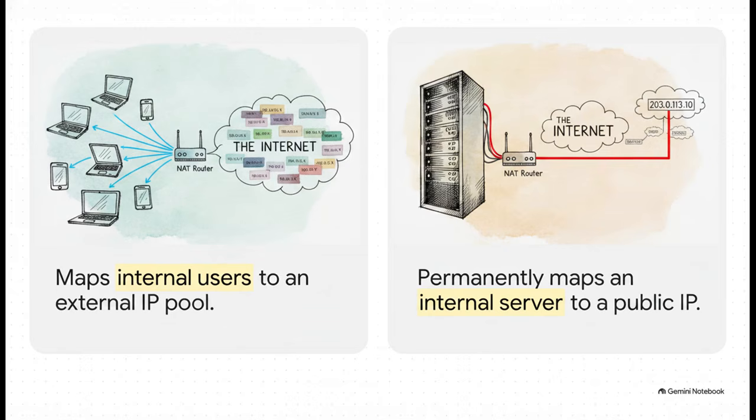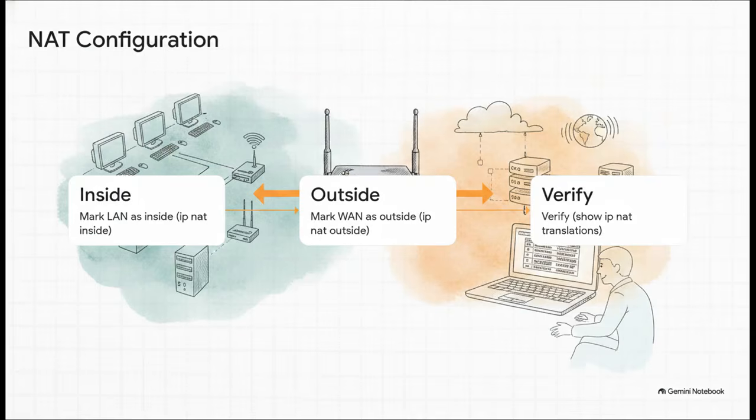Scenario 2 is static NAT. This is a permanent mapping. You use this when a specific internal asset, like a web server, absolutely must be reachable from the outside on a specific public IP. Executing dynamic NAT is incredibly straightforward if you just follow the flow. Tell the router which way the traffic is going. Mark your LAN as the inside interface, mark your WAN as the outside interface. Once that's done, use show ip nat translations to verify. If you don't see those mappings actively translating in real time, your users are definitely not getting online.